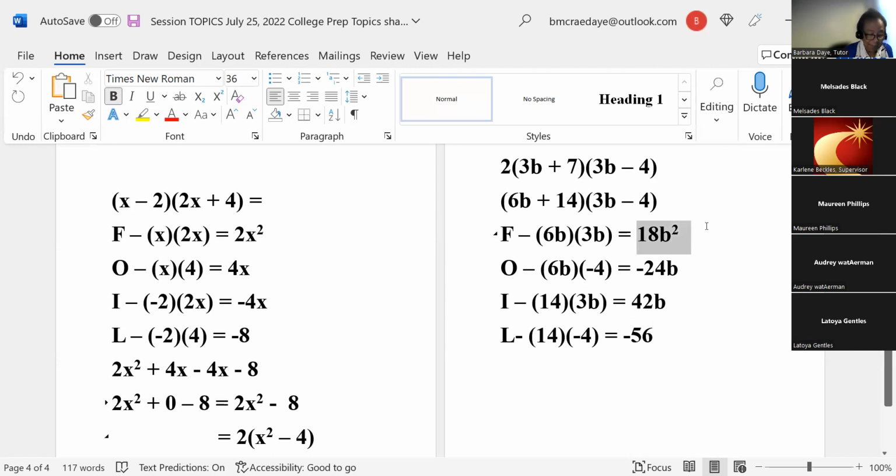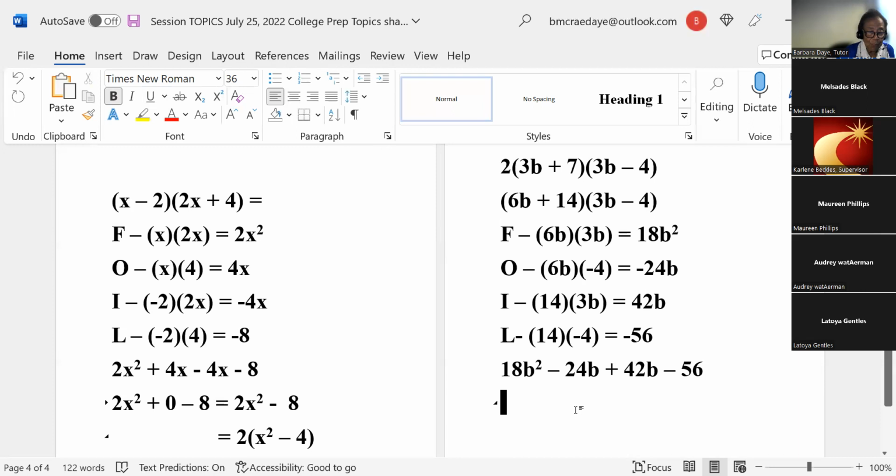Okay, now we're gonna put these together, right? We're gonna combine these. Let's say 18b to the second. Okay, let's put minus 24b, right? Plus 42b minus 56. We're just putting what we got from the FOIL, okay? Now, do you see anything you can combine? You see any terms that you can combine?